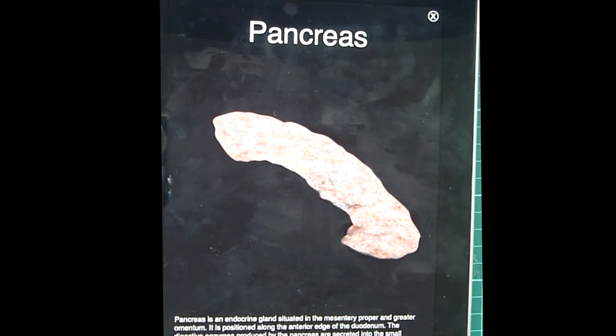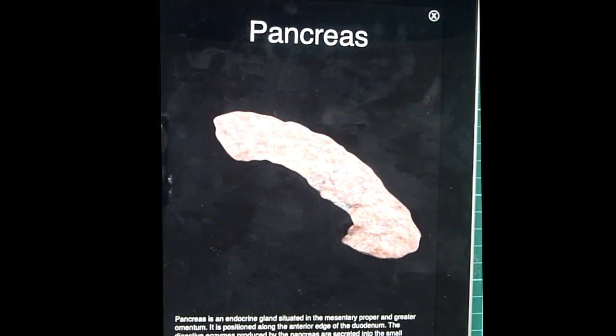Pancreas is an endocrine gland situated in the mesentery proper and greater omentum. It is positioned along the anterior edge of the duodenum. The digestive enzymes produced by the pancreas are secreted into the small intestine. Pancreas is the site where insulin and glucagon are produced. These hormones are secreted into the blood.